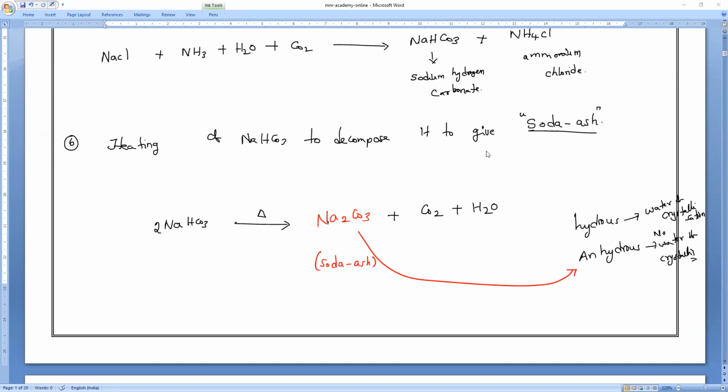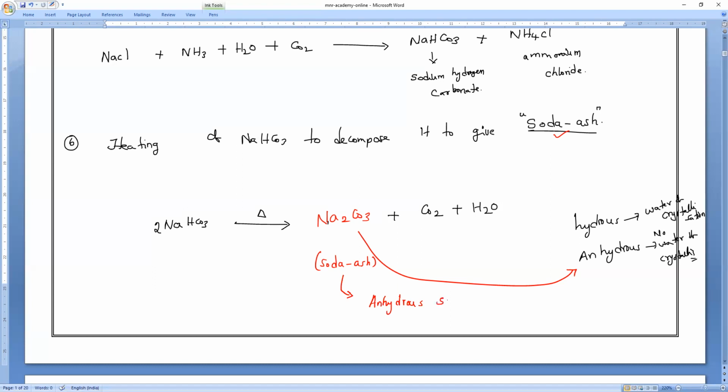So all of you remember, soda ash means what? Soda ash means anhydrous sodium carbonate. Do you all understand, everyone? Yes, please. Anhydrous means what? Is water of crystallization present or not present?